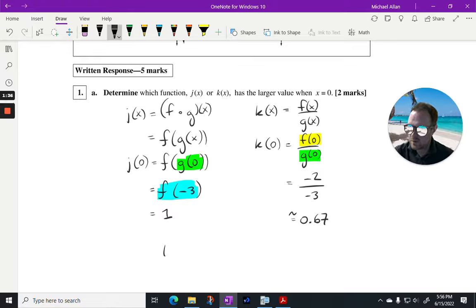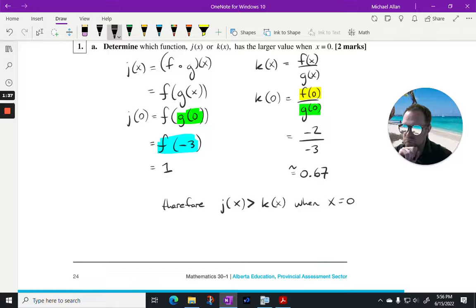So therefore, j of 0 is greater than k of 0. Actually, I'm going to write this a little bit differently. J of x is greater than k of x when x is equal to 0. Well, that's what I think the answer is. I hope that's the right answer. Let me just double check.